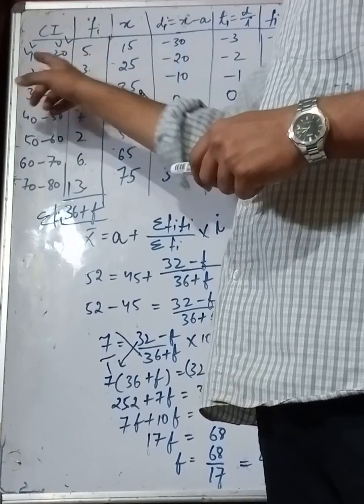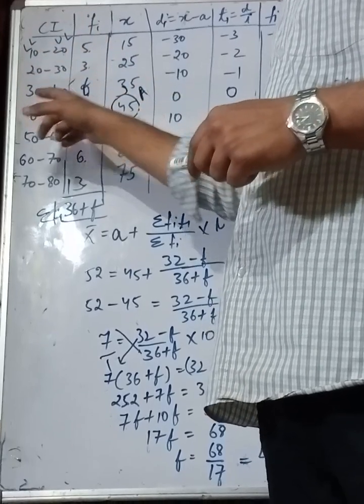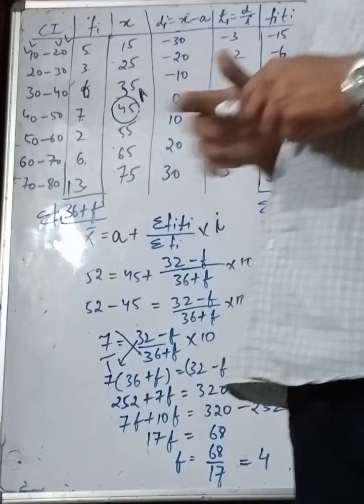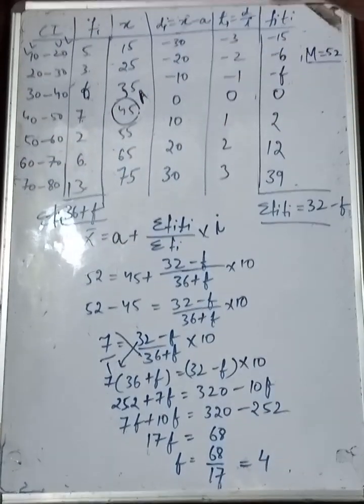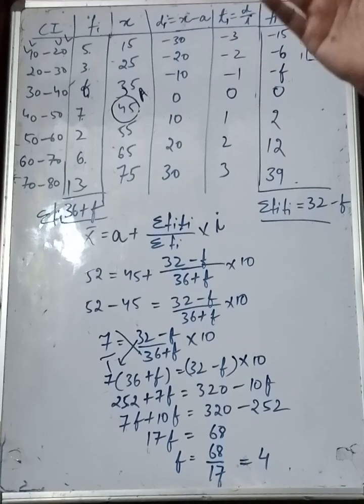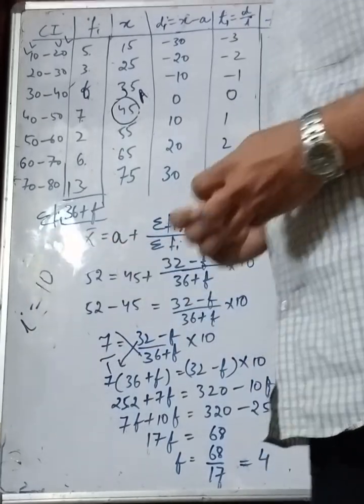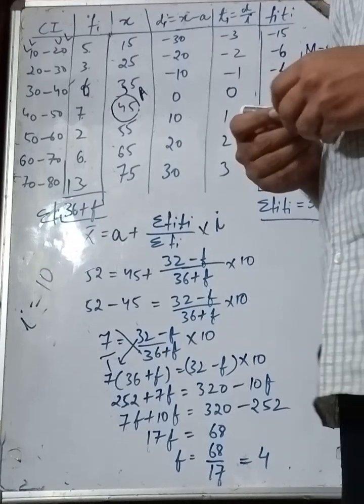10, because 20 minus 10 is 10, 30 minus 20 is 10, 40 minus 30 is 10, 50 minus 40 is 10, 60 minus 50 is 10, 70 minus 60 is 10, 80 minus 70 is 10. This is the class size, the gap between the two limits. So i is 10.